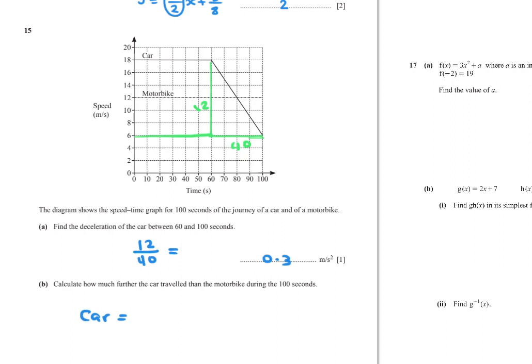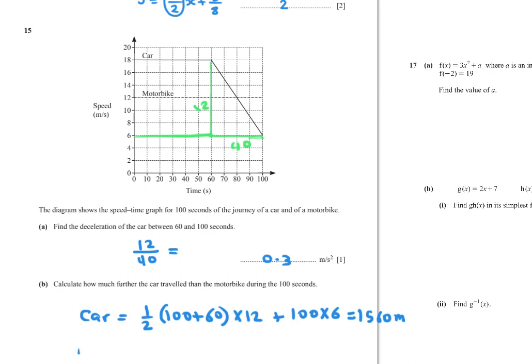So we have, bracket 100 plus 60 times the height, which is 12, plus the area for this rectangle, which is 100 times 6, plus 100 times 6 equals 1560 meters.